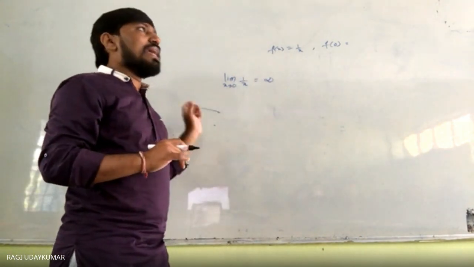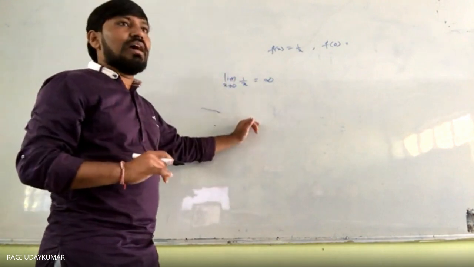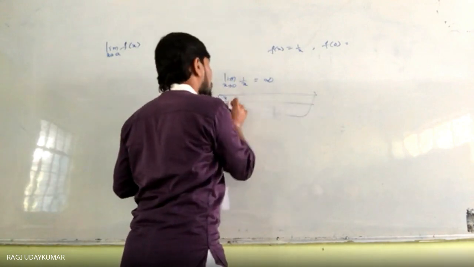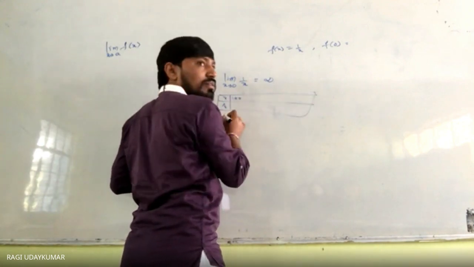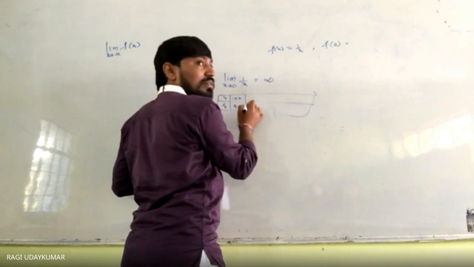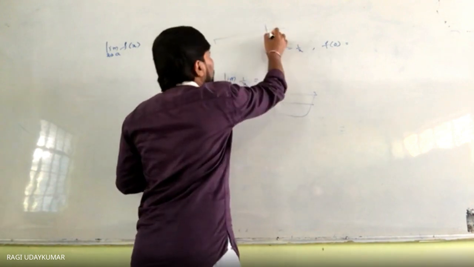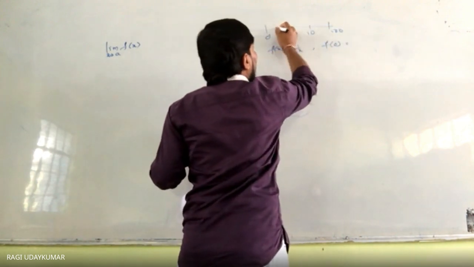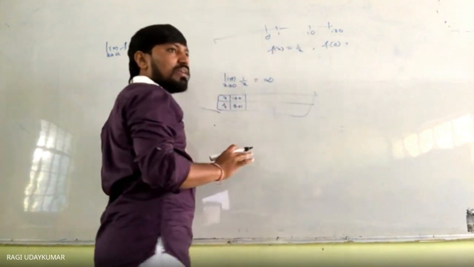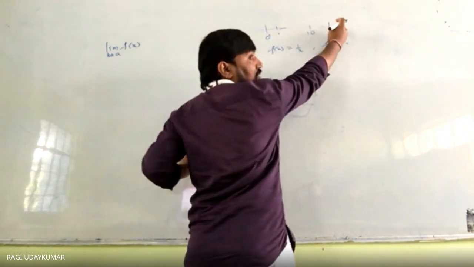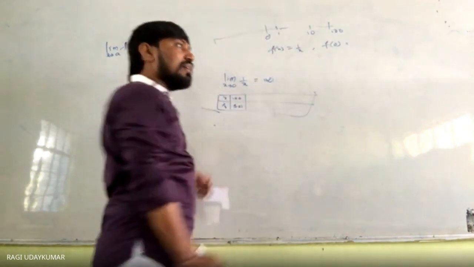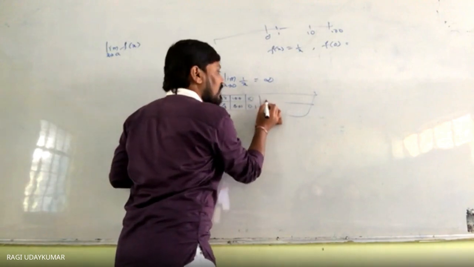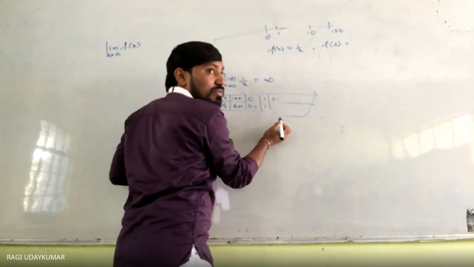Why? Because when x is reaching the value 0, as an example, take x values and the corresponding 1 by x. I am taking x as 100, and 1 by x is 0.01. I am decreasing from 100 onwards: 100, then 10, then 1, approximately. I am reaching from x equal to 100 towards 0.